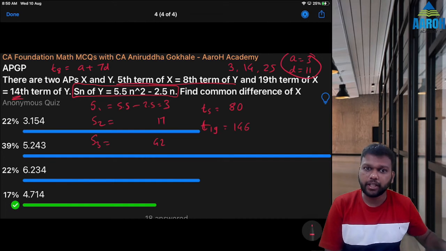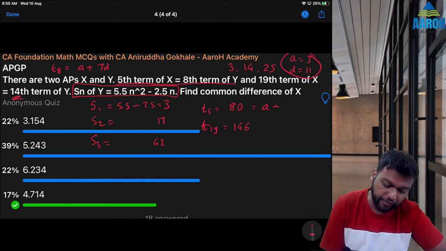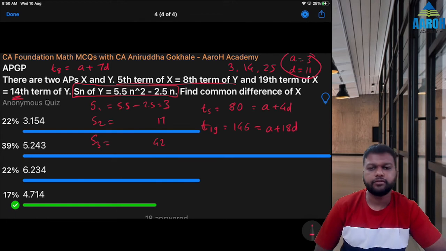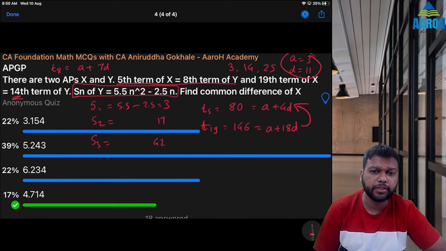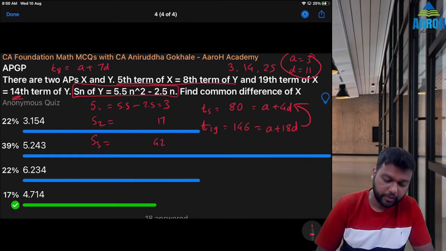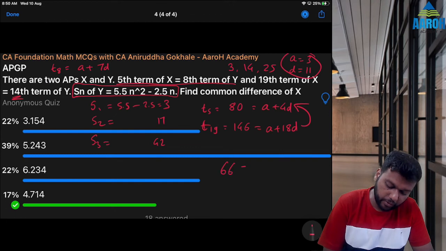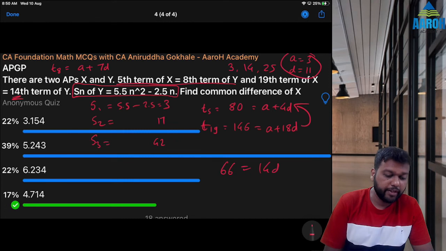So for x, now we have two formulas. T5 is 80, which is a plus 4d, that is 5 minus 1. And T19 will be a plus 18d. Now it is easy. If we subtract the first from the second, we get 146 minus 80, which is 66, equal to 18d minus 4d, as a will be cancelled. That is 14d. So d will be 66 divided by 14, which is 4.714, option D.